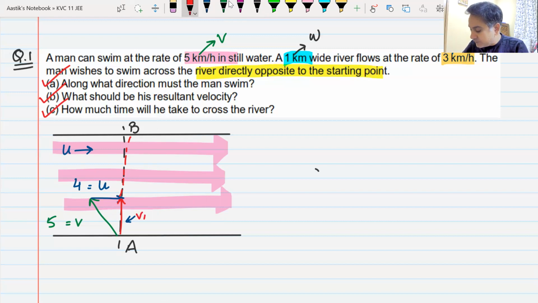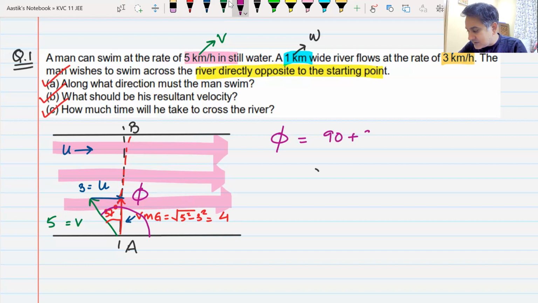which is the velocity of man with respect to ground, becomes under root of, sorry, this is not given as 4, this is given as 3, I guess. So this becomes under root of 5 square minus 3 square. So this becomes 4. This angle you can find out any way. You will get this angle as 37 degrees. I told you normally the direction is given from the direction of river flow. So we were talking about this direction. The direction from river flow is 90 plus 37. And the answer is 127 degrees from the river flow.